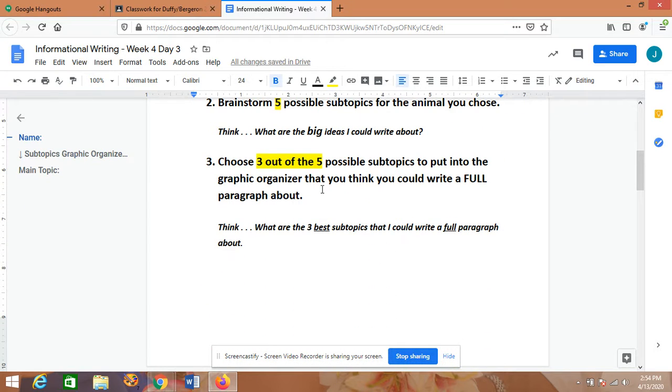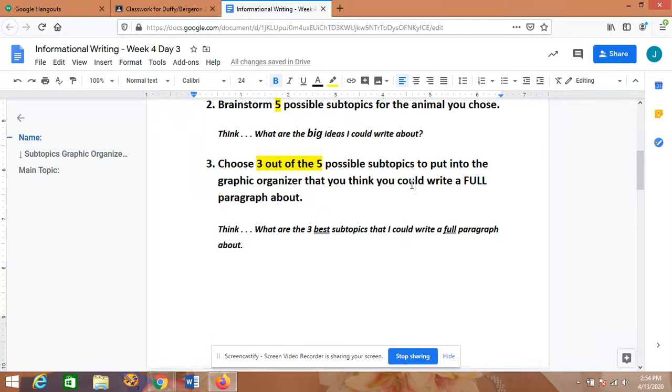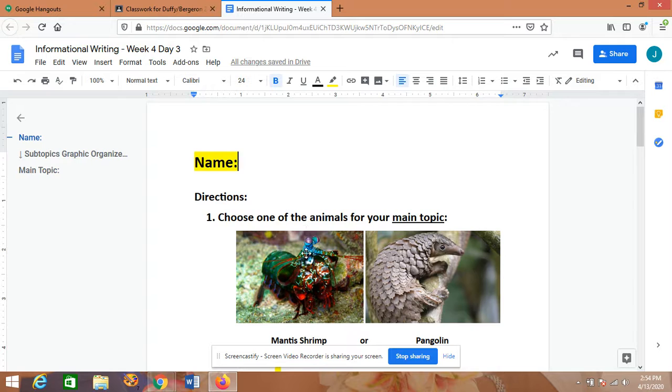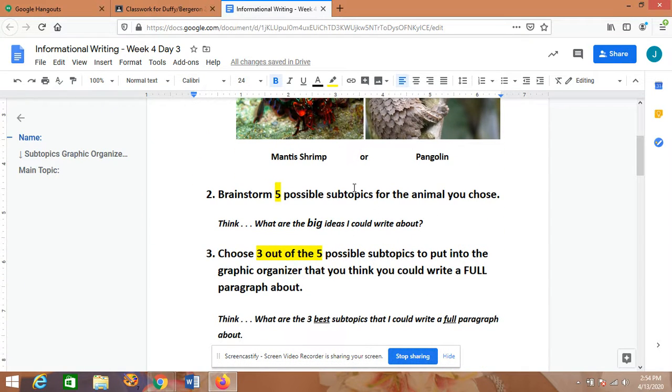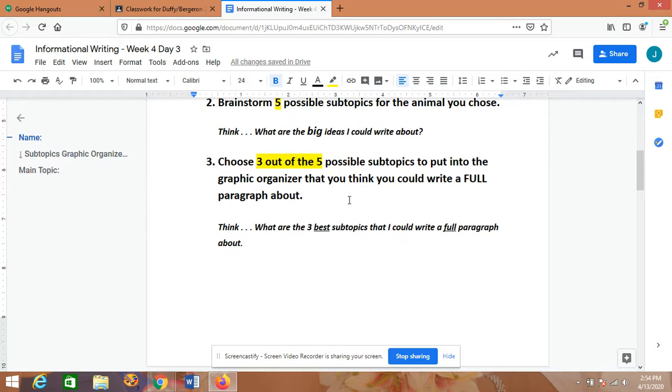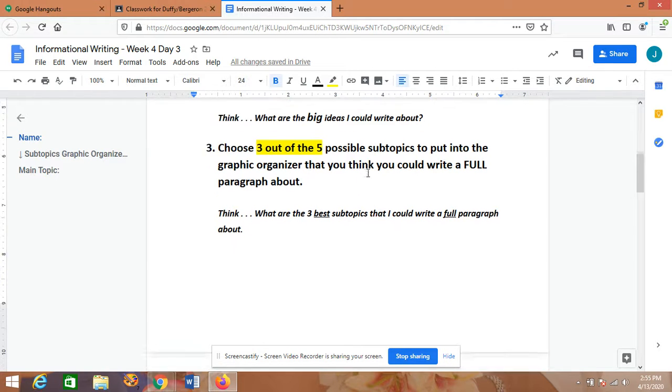And then choose three out of the five, the ones that you think are the best that you could write a full paragraph about. So just an extra step today. You get to choose what the main topic is going to be, the mantis shrimp or the pangolin. Brainstorm your five subtopics, and then choose three out of your five that you think are the best that you could write a full paragraph about, and put them in your graphic organizer.